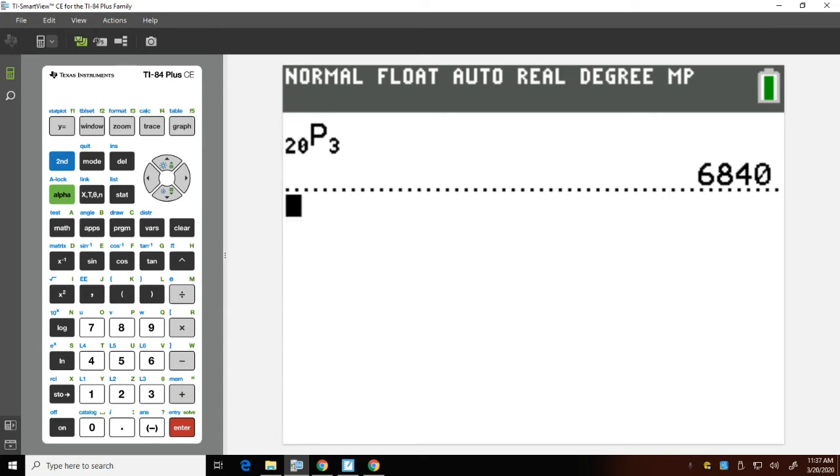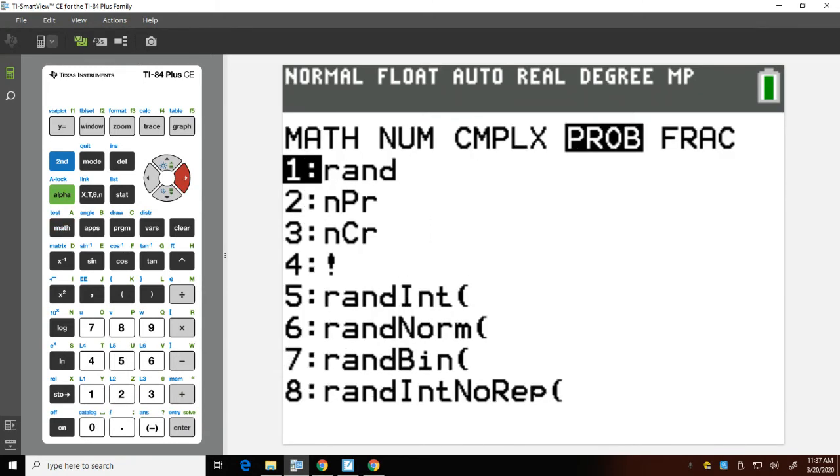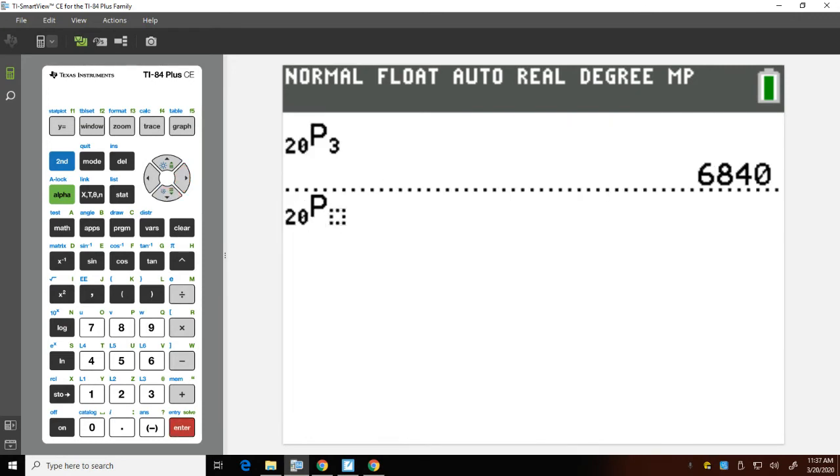Another way that you can do this, just so you know, is to put in the first number, 20, then hit math, scroll over to your prob, scroll down to number 2. See there, it automatically put the 20 down below, and then you can hit your 3, and you're good. Okay? So there you go. That's how we run permutations. Again, I showed you the one time by hand. Now just let the calculator do the dancing for you.